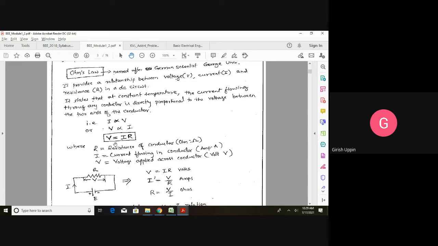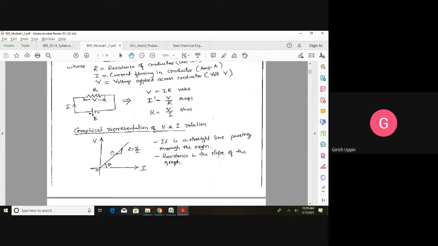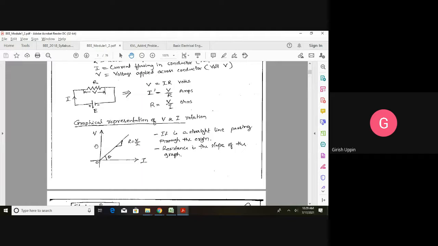Then write this equation: V is equal to IR. State what V, I and R are, draw a simple circuit diagram and write this relationship, and give the graphical representation if you want to show the slope. This is voltage and this is current, and if at different voltages we find the current and plot, we will get a straight line like this, and the slope of the straight line is nothing but the resistance.